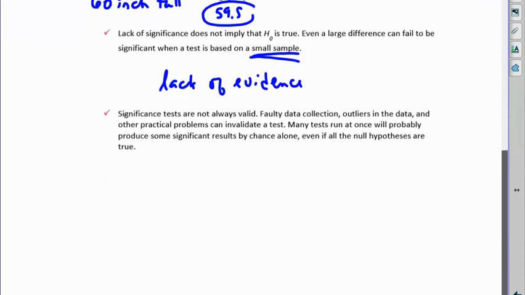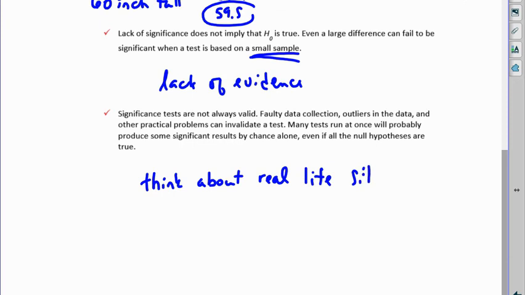And so in all these situations, I think the main idea is to think about the real life situation. Think about if your data was collected well, if you had good randomness. And so think about that. And there's some more examples in the textbook about this, but think about that and actually look at the numbers before you start making conclusions in statistics.